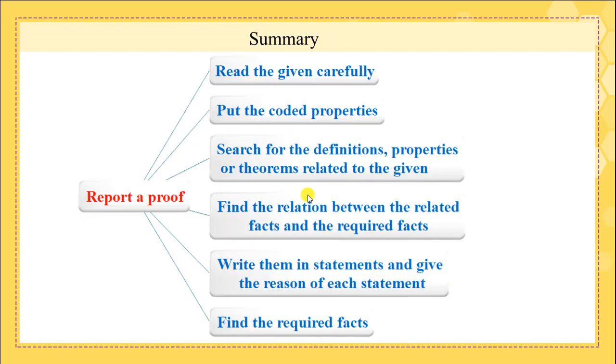Summary. To write a proof: First, read the given carefully. Put the coded properties. Search for the definitions, properties, or theorems related to the given. Find the relation between the related facts and the required facts. Write them in statements and give the reason of each statement. Find the required facts.